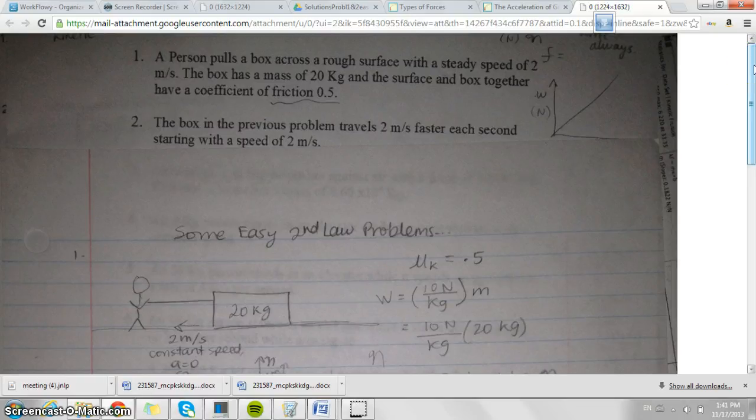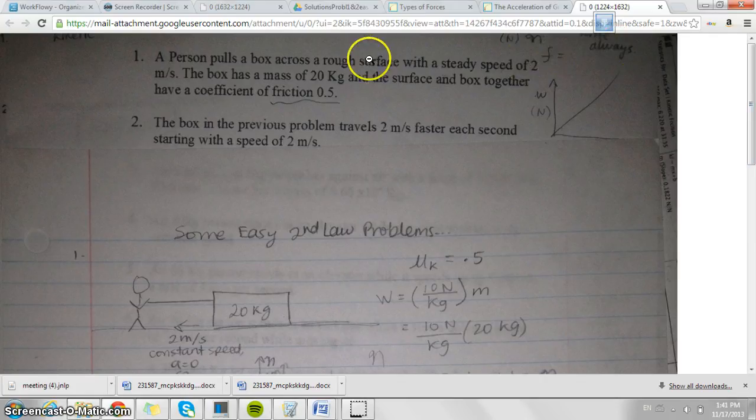So, a person pulls a box across a rough surface with a steady speed of 2 meters per second. Automatically, I'm thinking steady speed is also constant speed, which means that there's no acceleration. So, the net force, the sum of all forces acting on the box, is 0.